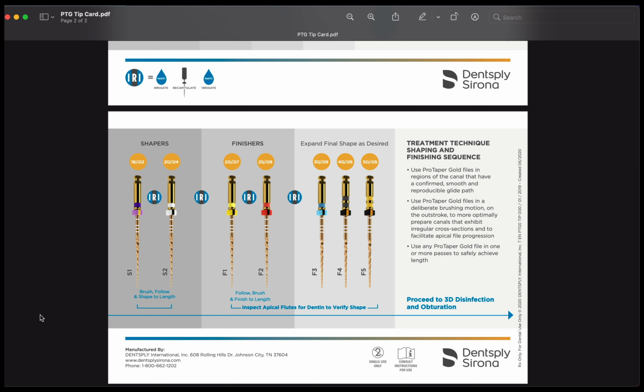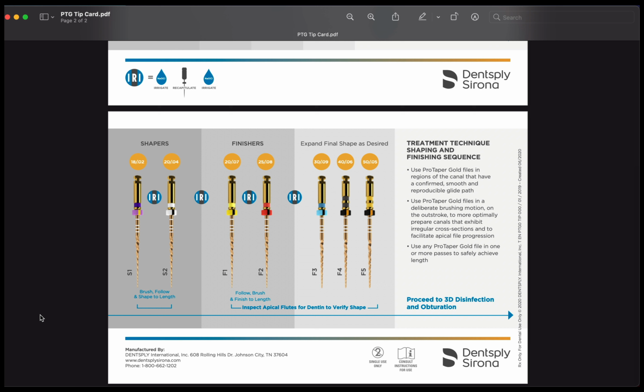That's another big benefit. But in my opinion, a disadvantage of this system is that the files are actually quite chunky. So one of the reasons that I moved away from the ProTaper Gold system and moved into the Vortex Blue system that I'm going to talk about next is because I find that in small canals, these files are a little bit chunky and they put a lot of force on the NiTi, which can lead to an increased incidence of file separation, which obviously nobody wants.